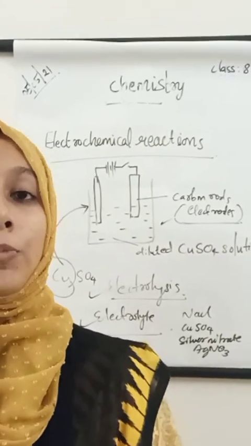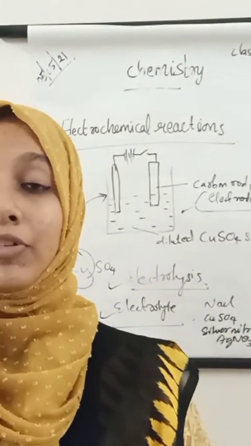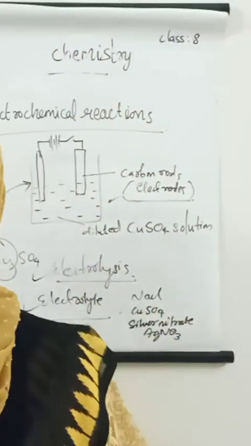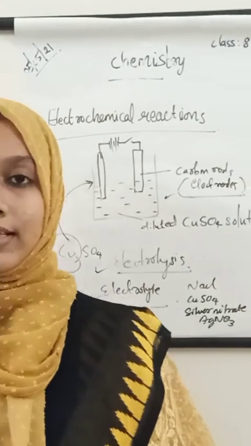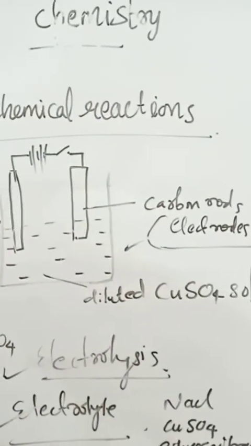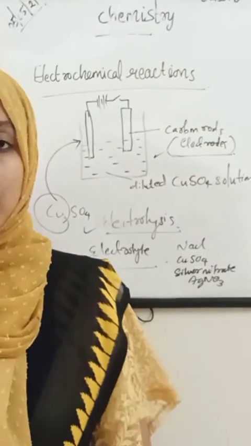Okay students, hope all of you understood today's class. What did we learn in today's class? What are the topics we dealt with in today's class? These are electrochemical reactions. Very good. What is an electrochemical reaction? Can anyone conclude what an electrochemical reaction is?